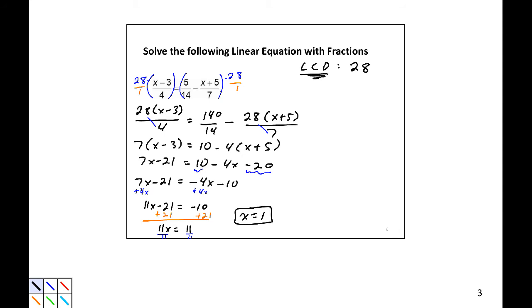And I have actually already gone back and checked an answer of x equals 1 into this equation. Again, like I said before, the more complicated the equation gets, the more often you want to actually plug in and check your solutions.